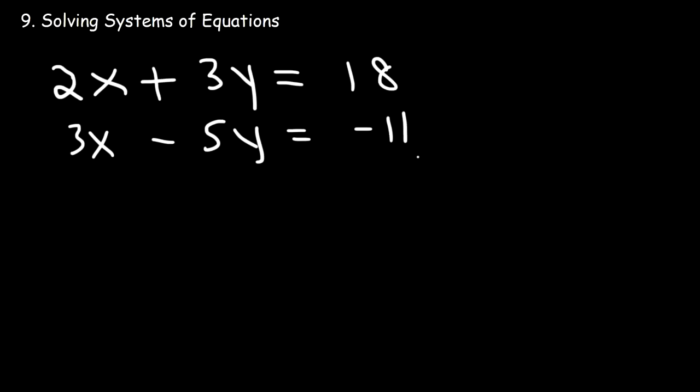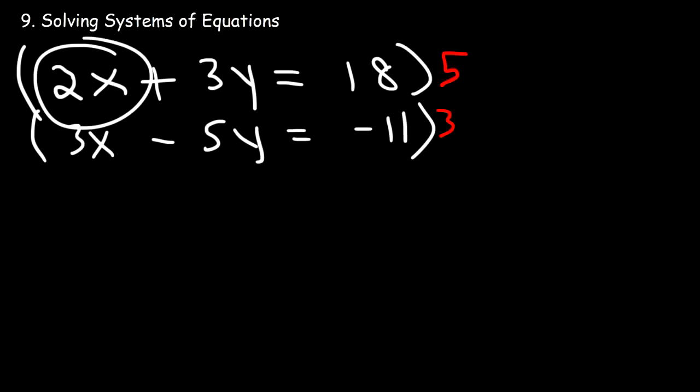Now you need to determine which variable you want to eliminate, x or y. And I'm going to pick y. Right now, if we add the two equations, the y variables won't cancel. So what I'm going to do is multiply the first equation by 5, so I can get 15y. And the second equation, I'm going to multiply that by 3.